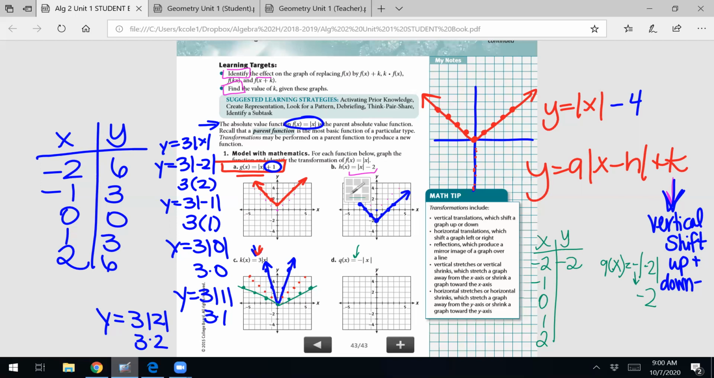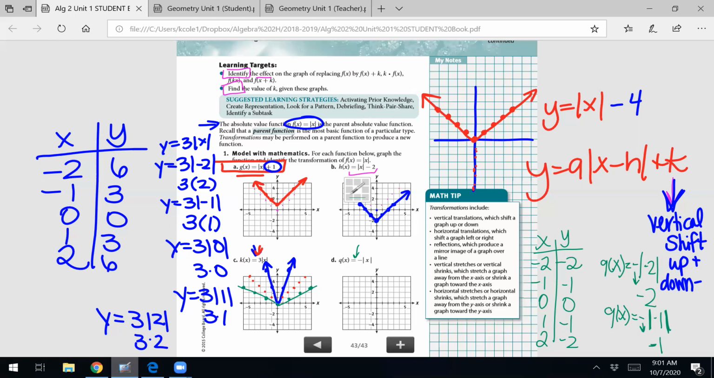If you do it again, q of x equals -1. What's the absolute value of -1? 1. And you bring down that negative sign. So that's -1. 0 is going to be 0. There's no such thing as -0. 1 will be -1, and 2 will be -2. So this time we have all negative y values.